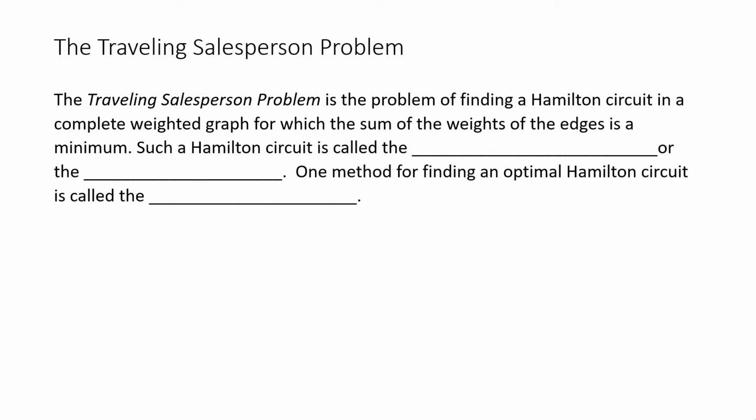The traveling salesperson problem is the problem of finding a Hamilton circuit in a complete weighted graph for which the sum of the weights of the edges is a minimum. Such a Hamilton circuit is called the optimal Hamilton circuit or the optimal solution. One method for finding an optimal Hamilton circuit is called the brute force method.